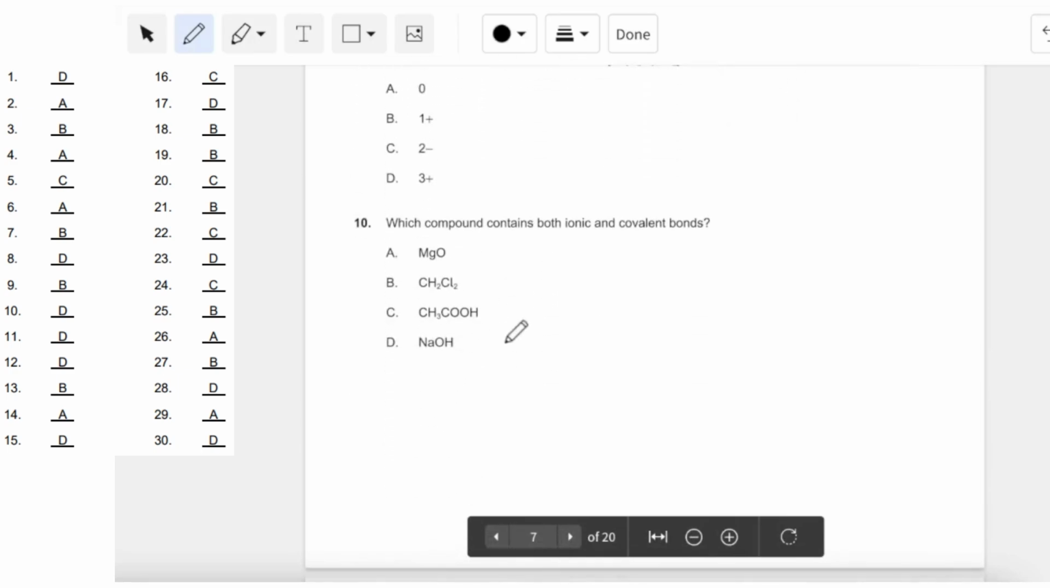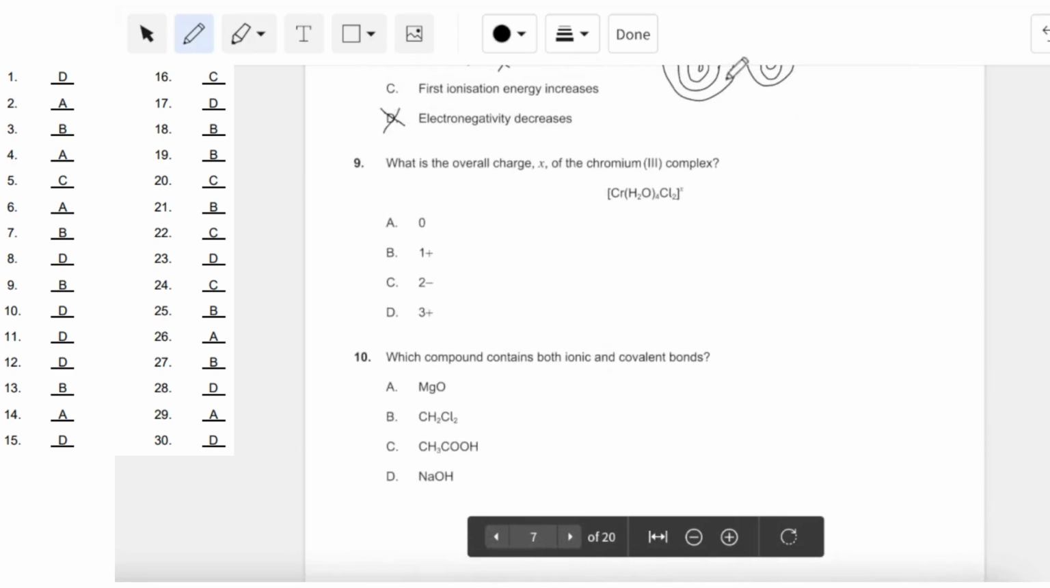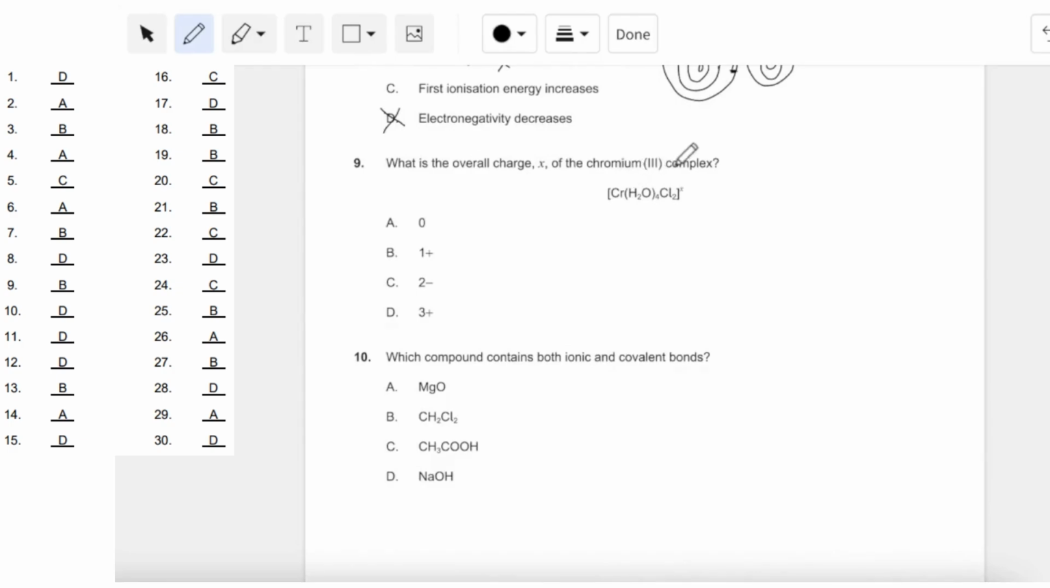All right, what is the overall charge of X of the chromium 3 compound? If it's 3, it means Cr plus 3. If it's Cu 2, it means Cu plus 2. If it's Cu 1, it means Cu plus 1. So let me just draw it again: Cr H2O 4 Cl2.